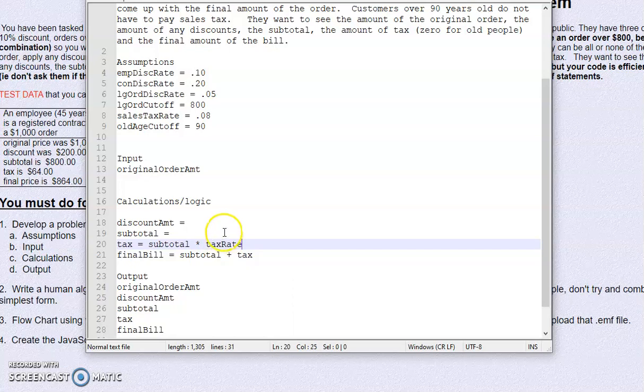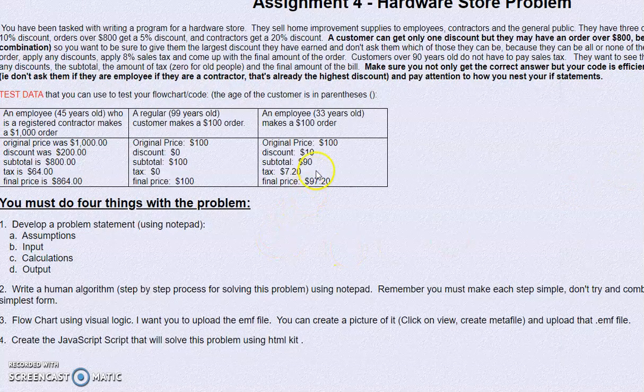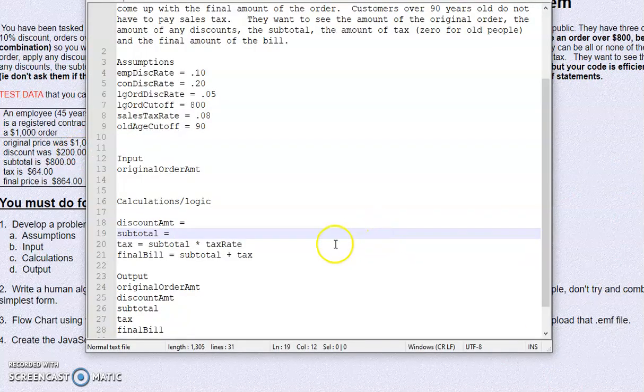Now I'm not using sales tax here, the 8%, because the tax rate can either be 0.08 or it could be 0. So I'll just use generic tax rate. Okay, then subtotal. I have 100 and I have a $10 discount. That's 90. I have 1,000 and a 200 discount. That's 800. So I'm just subtracting the discount from the original price. Again, it's easy if you take a look at my numbers.